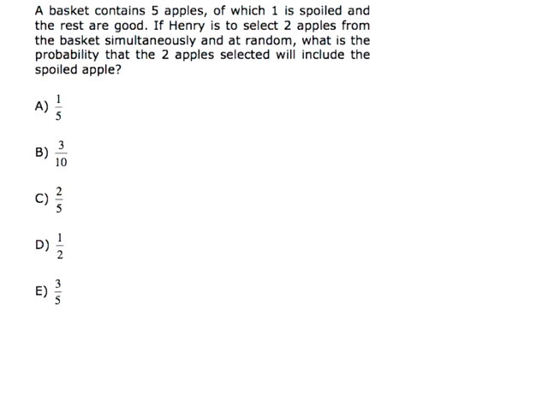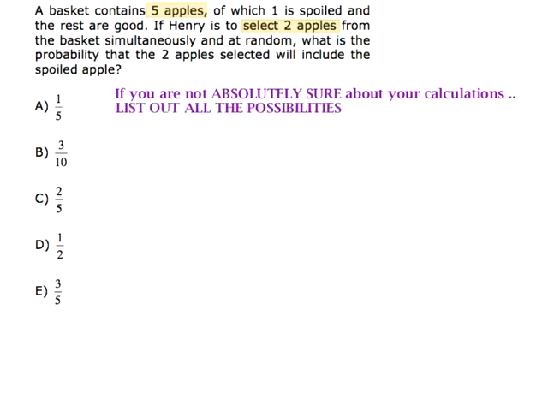I mean, these are pretty tractable numbers. These are pretty small numbers. You've only got 5, and you're going to pick 2 of them. There's not really a lot of different ways to do this. So if you are not absolutely sure about your calculations, then you can just list out all the possibilities. It's basically just getting the shovel out and digging again.